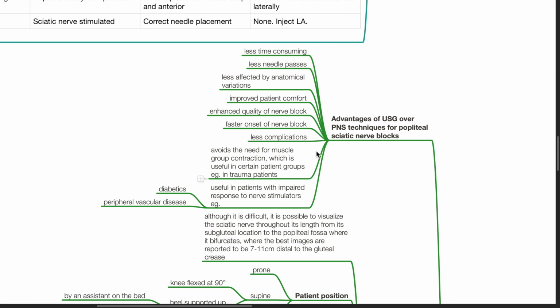Ultrasound techniques avoid the need for muscle group contraction, which is useful in certain patient groups, such as trauma patients, where muscle contraction will cause severe pain. It is also useful in patients with impaired response to nerve stimulators, such as patients with diabetes and peripheral vascular disease.